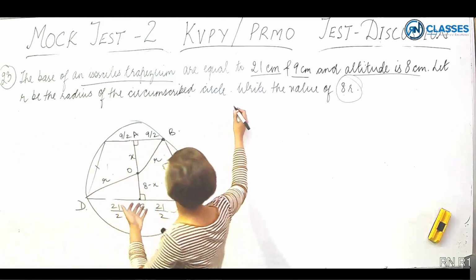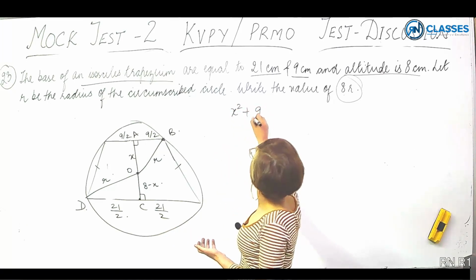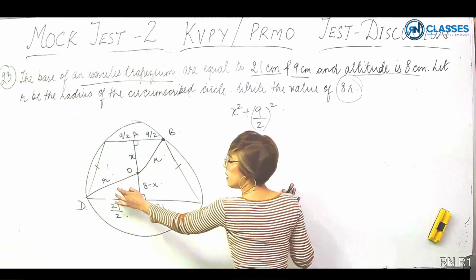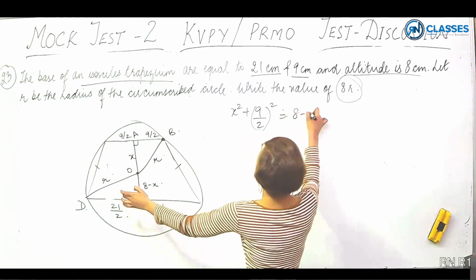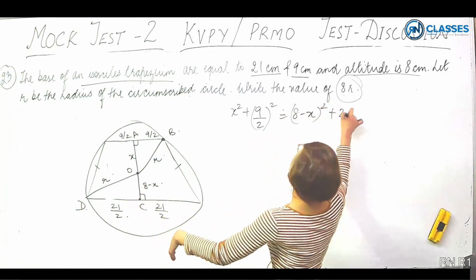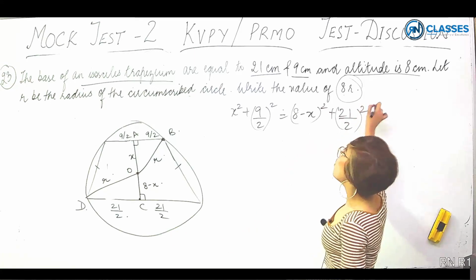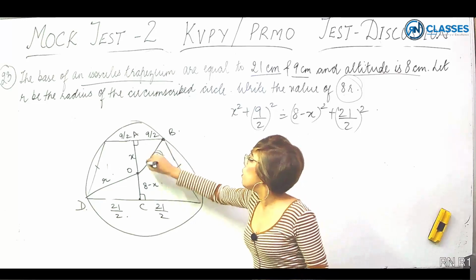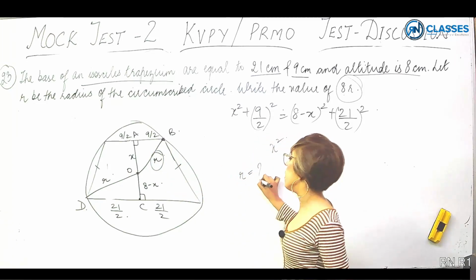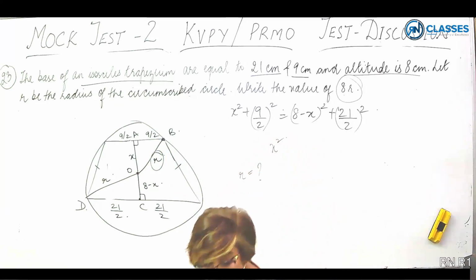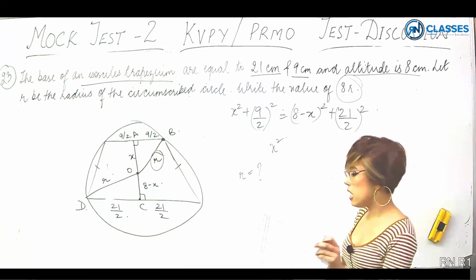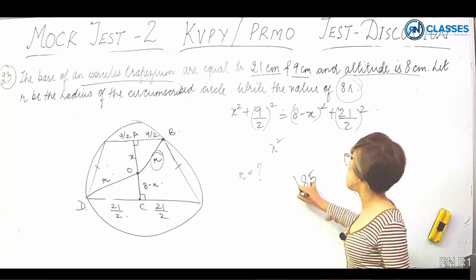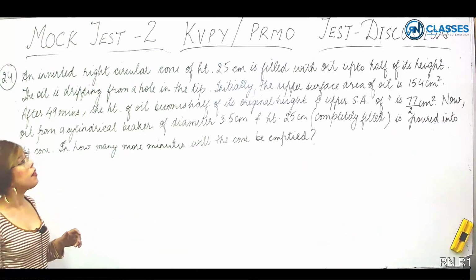I can say that r square is x square plus 9 by 2 whole square, right? From here I can write r square, which is 8 minus x whole square plus 21 by 2 whole square. You can find the value of x square and automatically you can find the value of r square. And then you can find the value of r. Ultimately, the answer turns out to be 85. Alright, on to the next one.